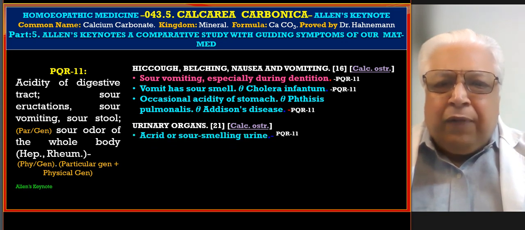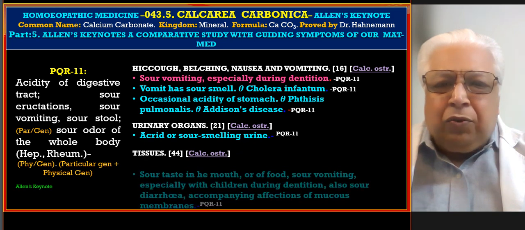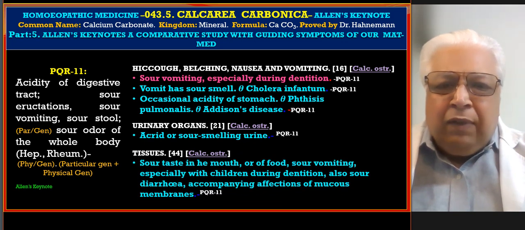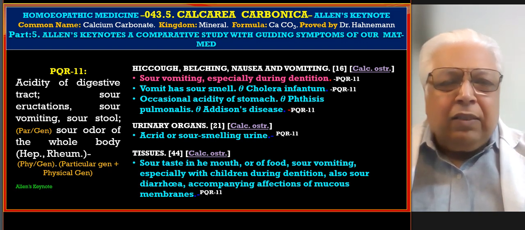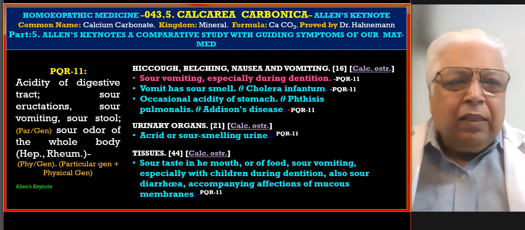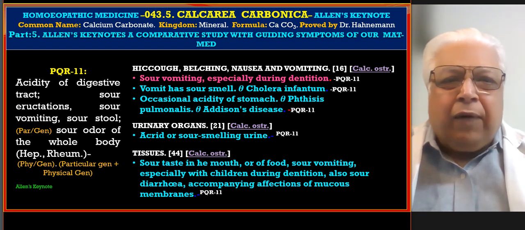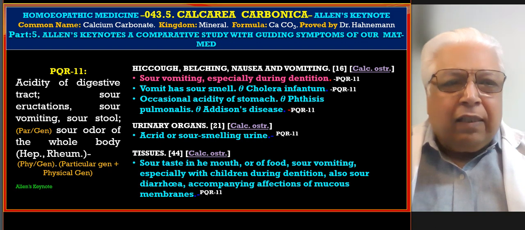Urinary organs we find acrid or sour smelling urine, and tissue, chapter 44, sour taste in the mouth or food, sour vomiting especially with children during dentition, also sour diarrhea accompanying affections of the mucous membrane. So these are very important representing symptoms we find in the Herring's guiding symptoms.